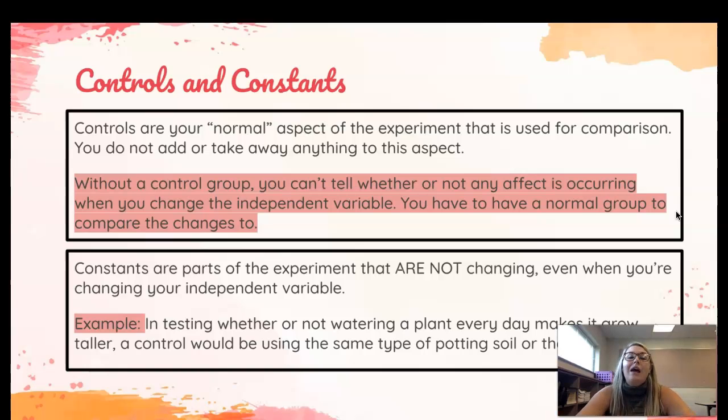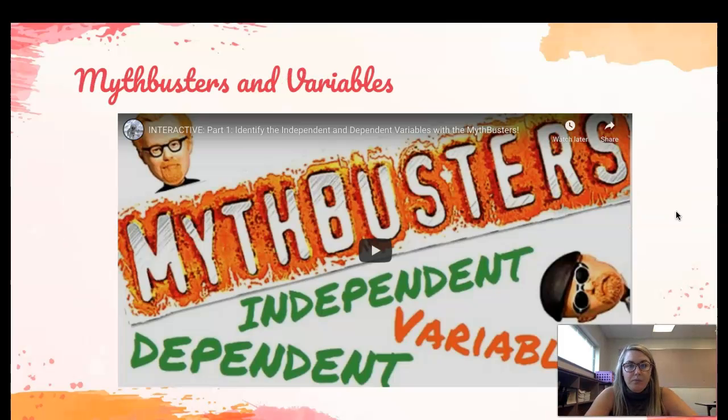So you have to have constants that keep things the same, like the same type of potting soil, the same type of plant, sitting in the same location on the windowsill. You have to keep those constants so that your data is not skewed.